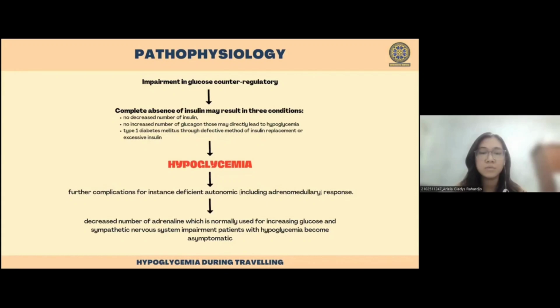Due to hypoglycemia unawareness and defective glucose counter-regulation, it may cause further complications, for instance, deficient autonomic response, including adrenomedullary response. Then, it may lead to a decreased amount of adrenaline, which is normally used for increasing glucose, and sympathetic nervous system impairment. Patients with hypoglycemia become asymptomatic. Therefore, the diagnosis and treatment are delayed or done at a late stage.